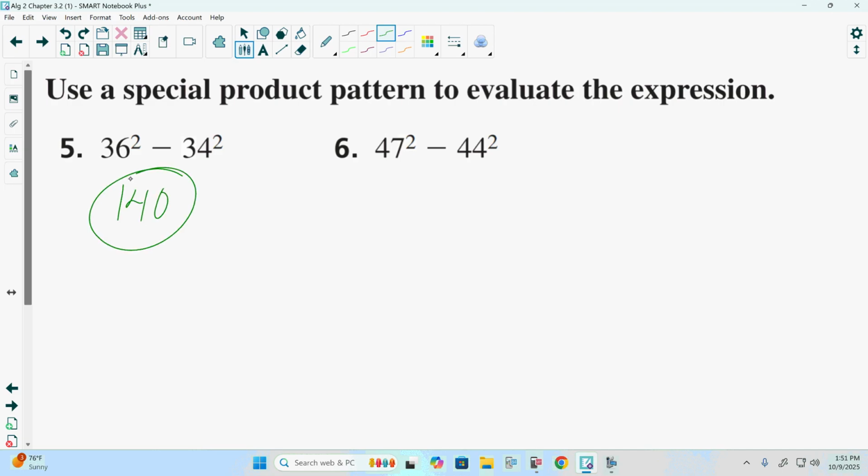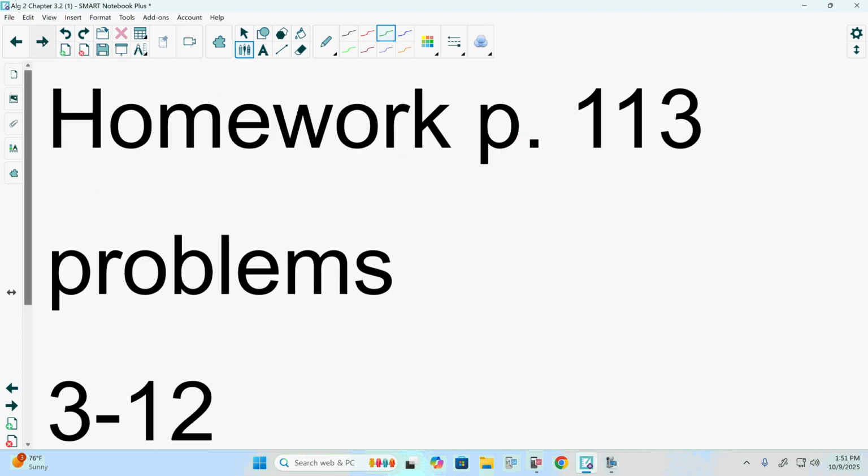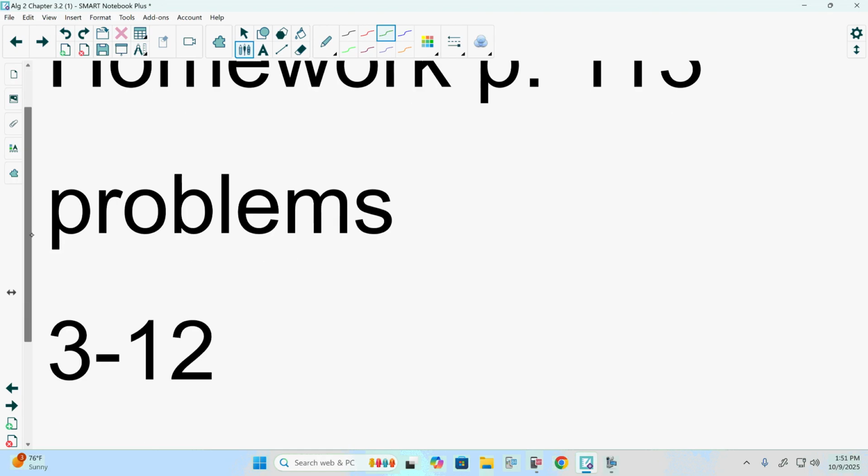Now, if you don't have a calculator, trying to do these by hand would take a while to actually square 47 and square 44 and then subtract them. This is a nice shortcut if you don't have a calculator. If you have a calculator, it'll do those nicely. 3 through 12.